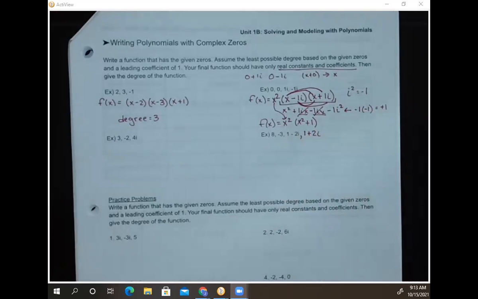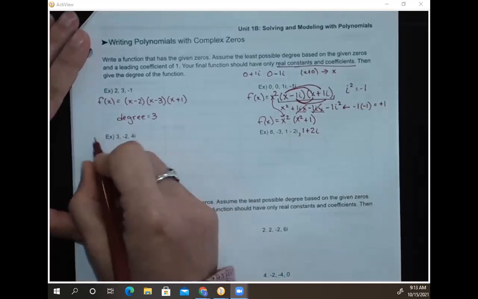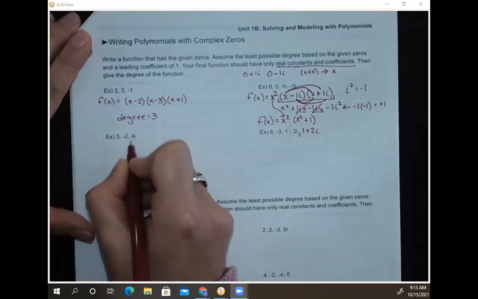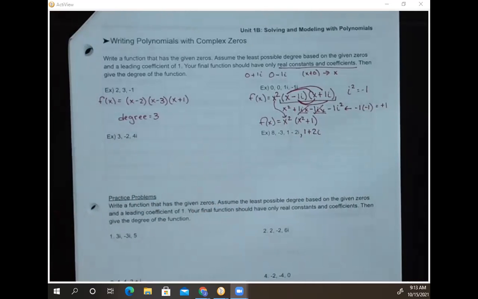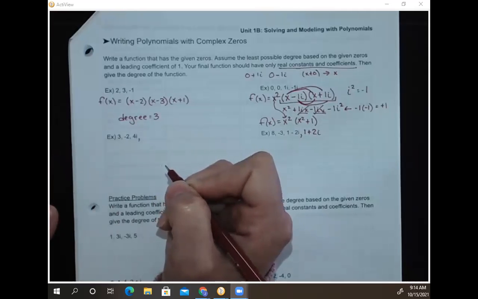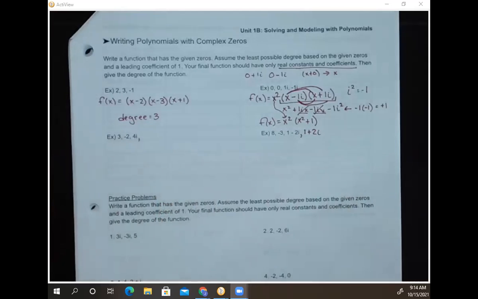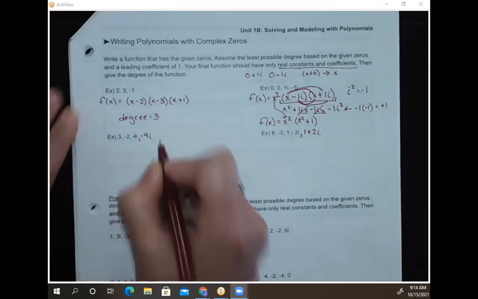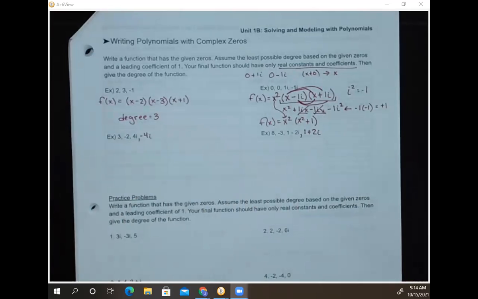Let's take a look at another one. Same idea. So for our third example here, we've got 3, -2, and 4i. Now remember, our imaginary zeros always come in pairs. So if I have positive 4i, what do I also have to have? -4i. They're always going to come in those opposite sign pairs, always. So even if it's not listed, I know I have it. That's the only adjustment that we're going to make to our list of zeros. If they only gave me one imaginary zero, I know I've got another one.